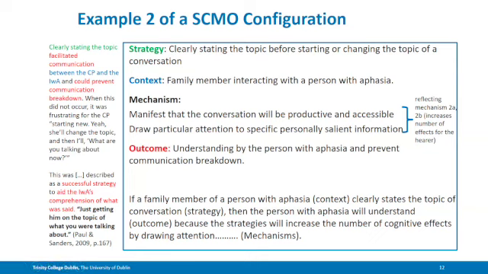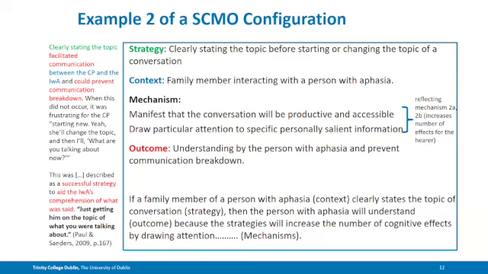The context is also a family member interacting with a person with aphasia. The mechanism is to manifest that the conversation will be productive and accessible, and to draw particular attention to specific personally salient information, which reflects the two mechanisms M2A and M2B, as you can see here in the following table. And this will reflect these two mechanisms that increase the number of effects for the hearer. And so the outcome will be understanding by the person with aphasia and to prevent the communication breakdown.